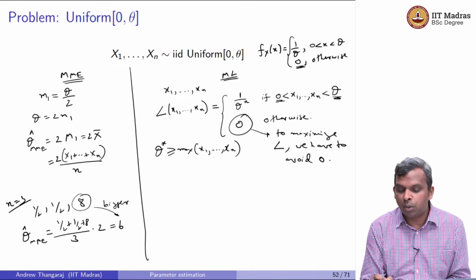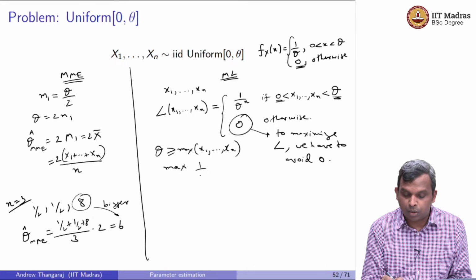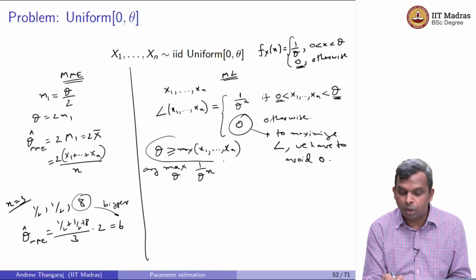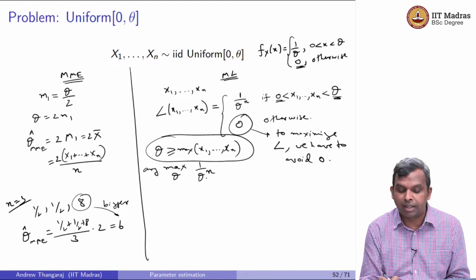So this maximum likelihood estimator is trying to avoid that. You're going to pick theta star to be greater than or equal to this, and you're trying to maximize 1 by theta to the power n. You make theta greater than or equal to this, so that this 0 doesn't occur. I'll always have 1 by theta to the power n.